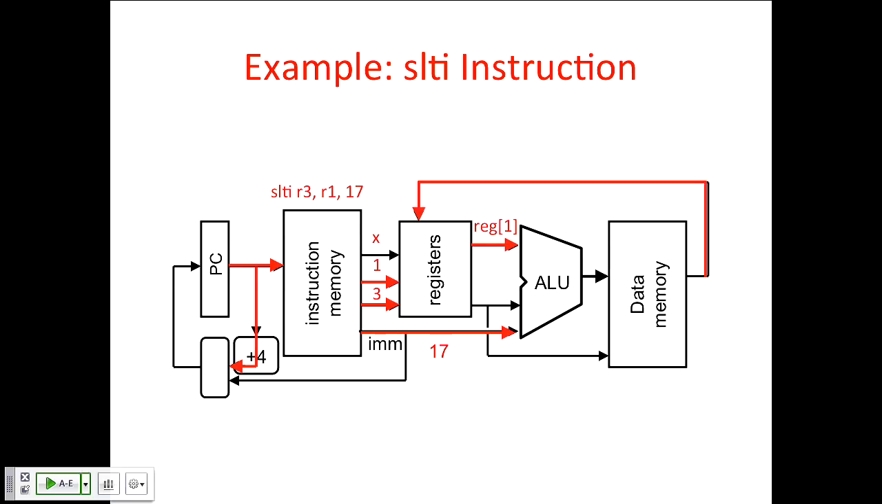Yep, question? This one? This one? That's just adding the PC to give you the next PC for the next time around. So this, we'll see later what that's for, that path. So the ALU is doing this comparison, is register less than 17, and then that result is written back, register write stage, okay?